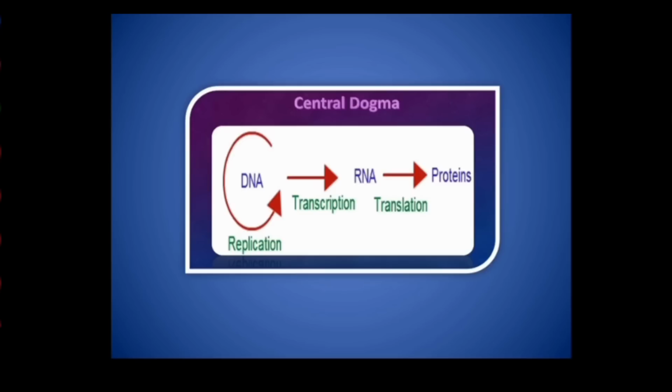The process of making a DNA copy from itself is known as replication. It is clearly shown in the picture. The process of formation of mRNA from DNA is known as transcription, and protein synthesis from RNA is known as translation. This is the central dogma. Children, in some viruses, the flow of information is in the reverse direction, that is, from RNA to DNA, right?